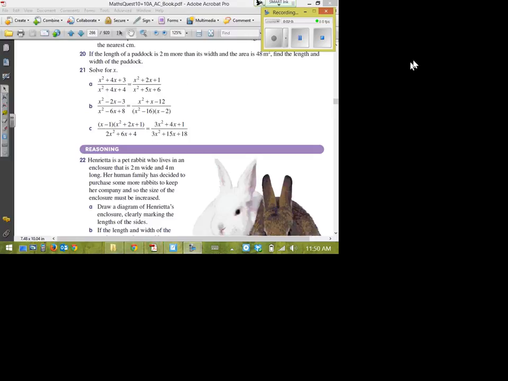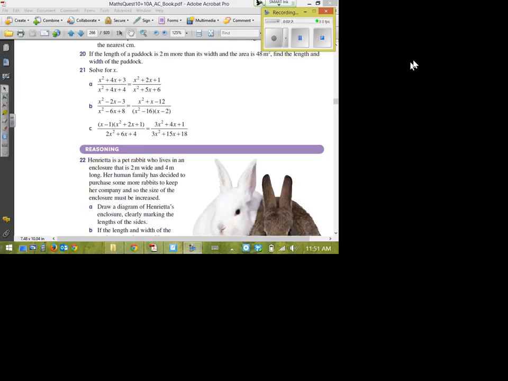Now for an example, we're going to do question 20. So let's go through the steps I was just talking about. The first step is to carefully read the question. The length of a paddock is 2 metres more than its width, and the area is 48 metres squared. Find the length and the width. Okay, so we've read the question and we're pretty confident that we understand what's been asked for.